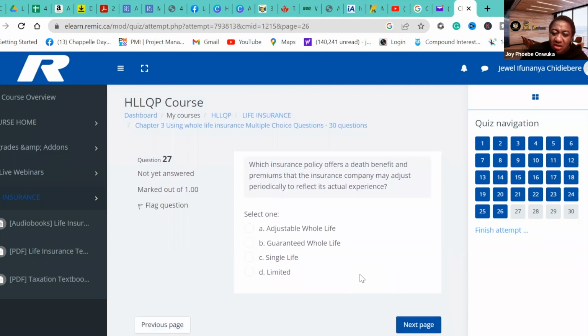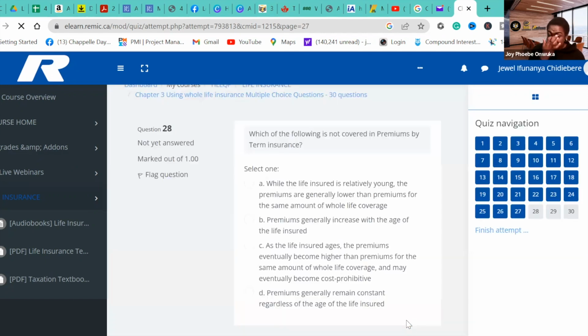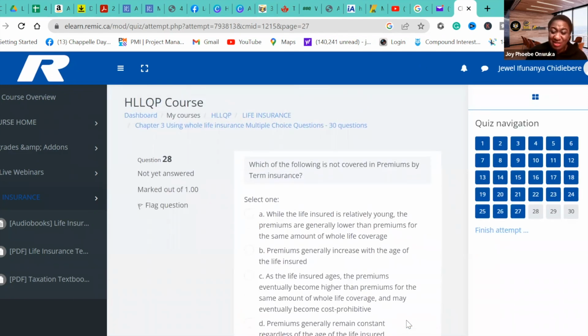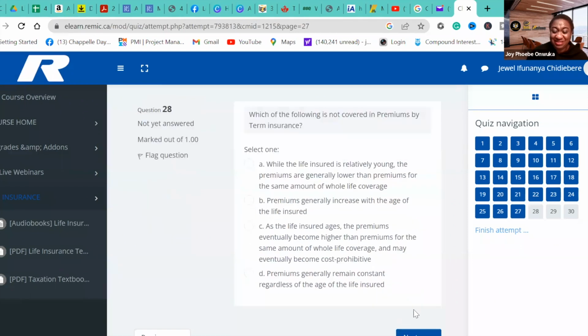27. Which insurance policy offers a death benefit and premium that the insurance company may adjust periodically to reflect its actual experience? Adjustable whole life, guaranteed whole life, single life, limited life. It is adjustable whole life. Okay. Whoa, this is some epistle.